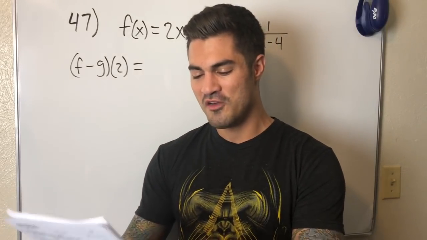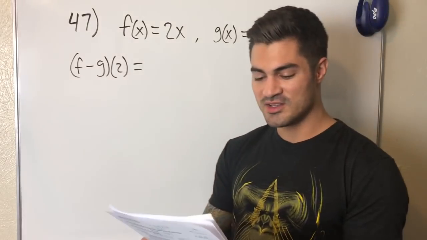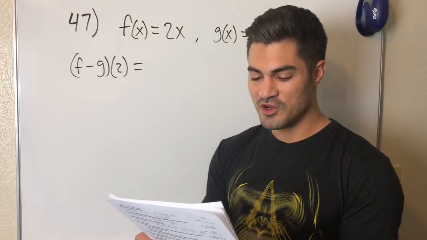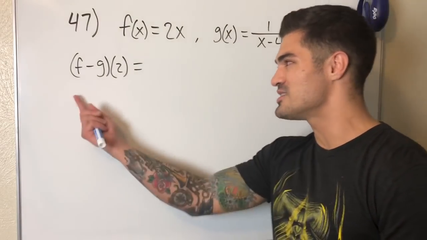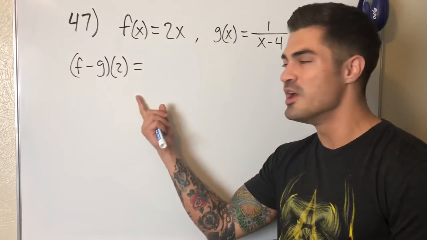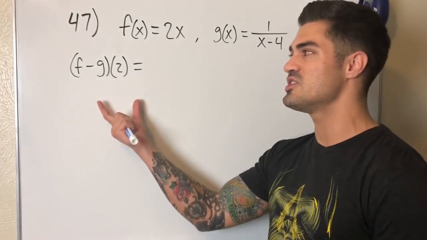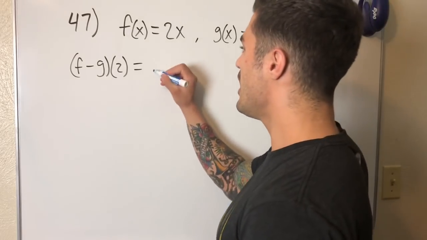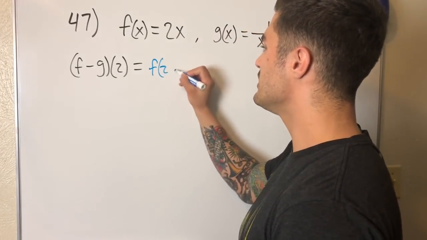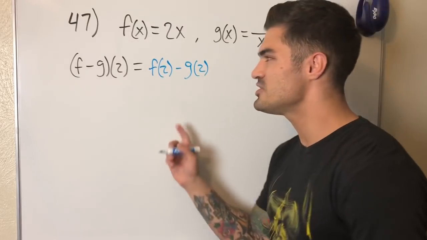We are on number 47, and it gives us 2 functions, and it says evaluate the function for the given value of x. What it wants us to evaluate is f minus g of 2. This is actually a really easy problem. The only thing that's even a little bit tricky is just this notation and knowing what it means. What this actually means is f of 2 minus g of 2. These 2 things are actually the same thing. So that's the only thing tricky.